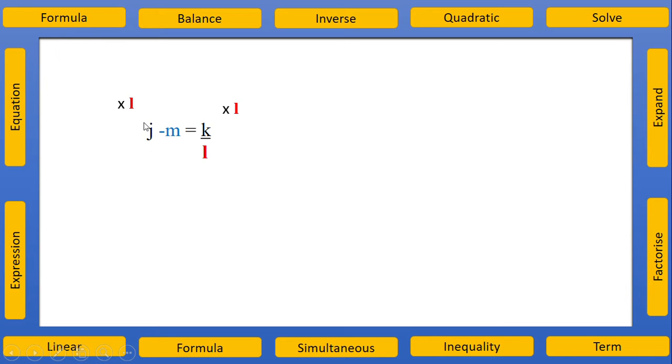How do we take this whole thing and multiply it by l? We bracket it off and then we multiply it by l here. Okay, now l is being multiplied by j minus m. Okay, we don't need to expand this because it's a bit simpler than that. All we need to do is get rid of a multiplication by j minus m. What's the opposite of multiplying by j minus m? It's dividing by j minus m. Okay, so these two cancel, and we're left with l equals k over j minus m.